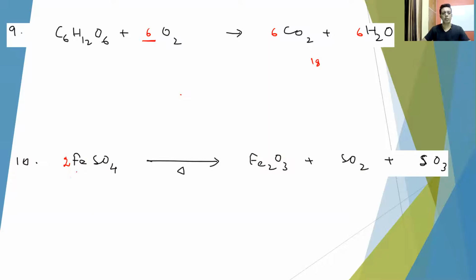So iron 2 on the left hand side, iron 2 here is balanced. Sulfur is 2 here, 1 plus 1, 2 here is balanced. Oxygen is 2 plus 3, 5, 5 plus 3, 8, and 4 times 2 is 8. Oxygen is also balanced, so the equation is balanced. Balance the 10th equation also.